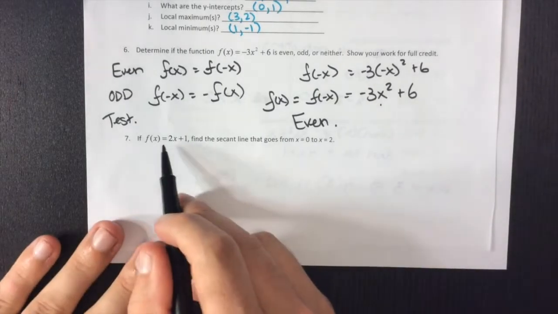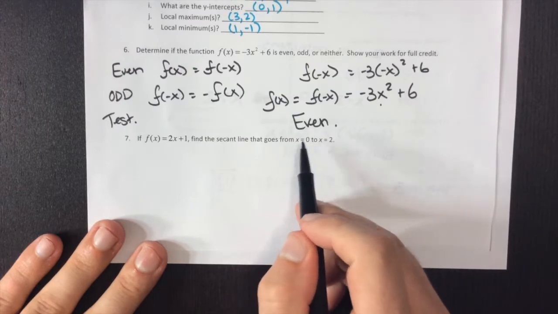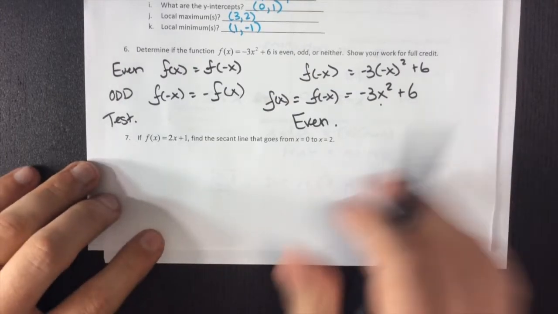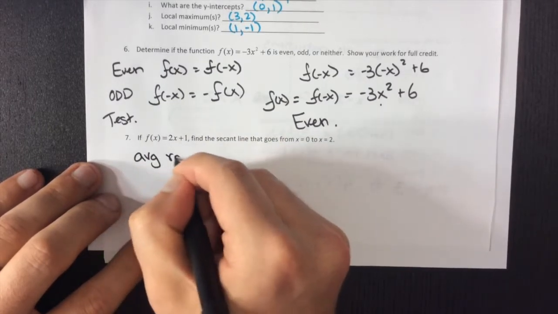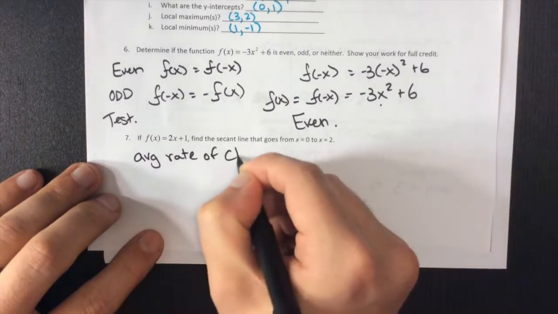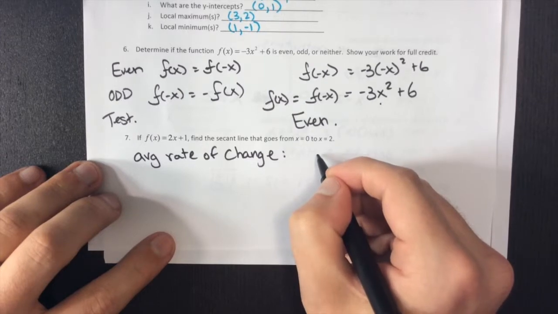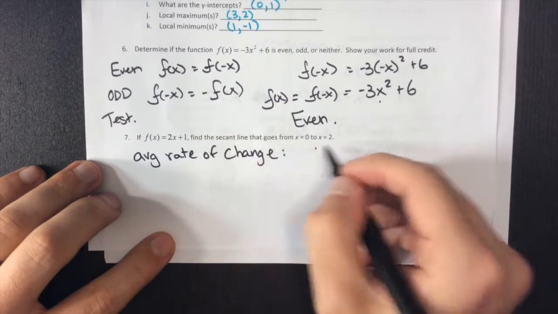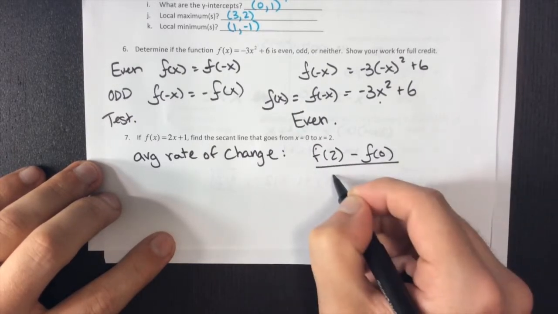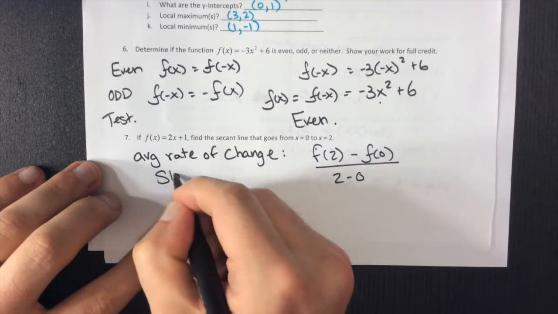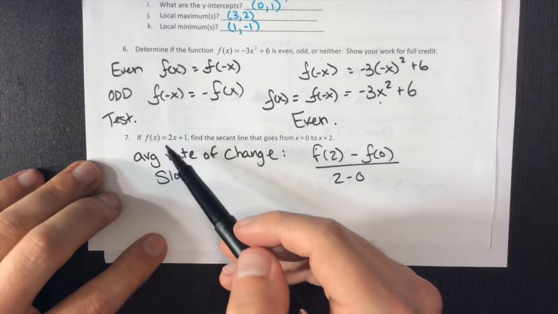7. If f of x equals 2x plus 1, find the secant line that goes from x equals 0 to x equals 2. Okay, so secant line, I first need to find average rate of change. And if you remember, that is the difference in the, so it's f of 2 minus f of 0 all over 2 minus 0. So it's kind of like slope. So if you know that it's kind of like slope between 2 points, it should come out to be 2.